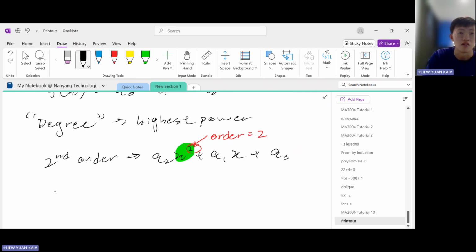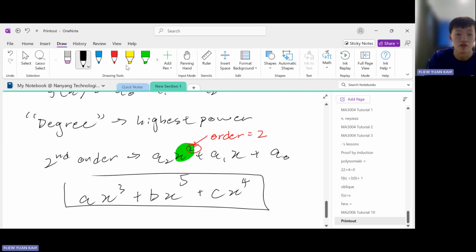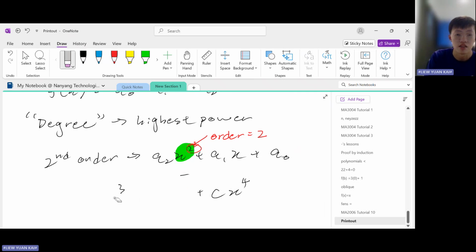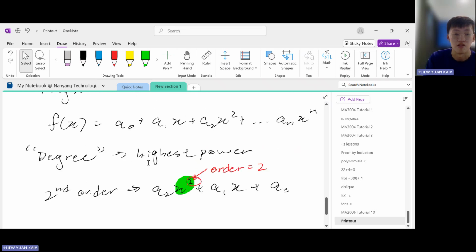Let me give you a different example. So let's say ax cubed plus bx to the 5 plus cx to the 4. So what's the order of this polynomial? The order of this polynomial is 5. It is a fifth order polynomial because the highest power is 5. So that's how we look at polynomials and their orders.